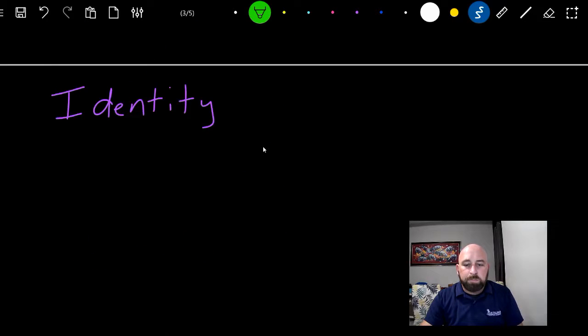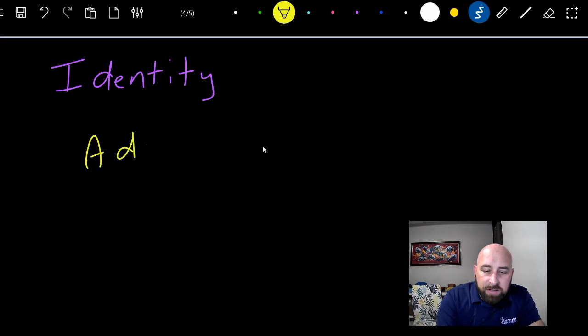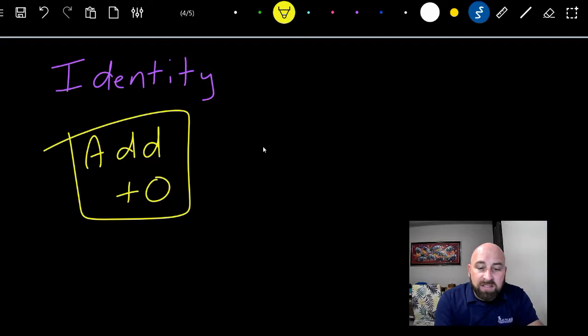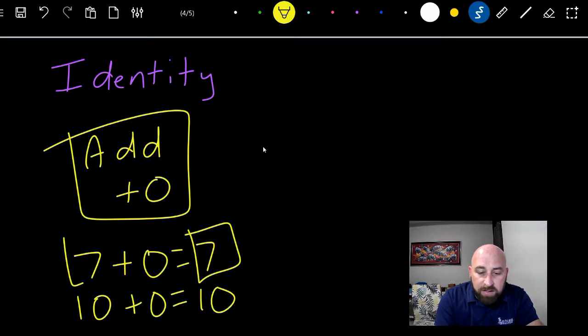So next one is identity. And that one is exactly how it sounds. The identity property means identity. In addition, what is the identity? In addition, it's plus 0. If you add 0 to anything, you get its identity. 7 plus 0 equals 7. 10 plus 0 equals 10. You see where the identity is? 7 and 7, 10 and 10.